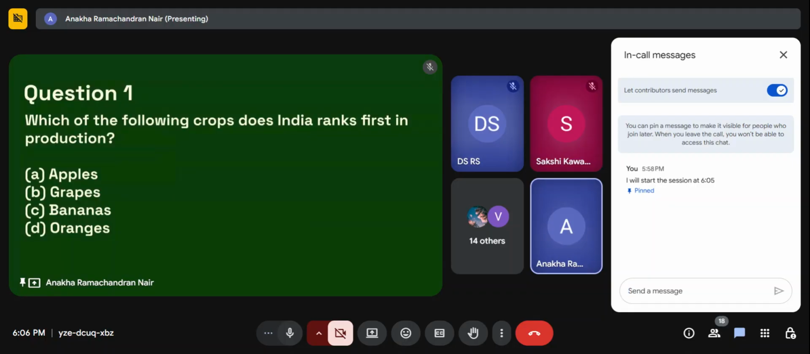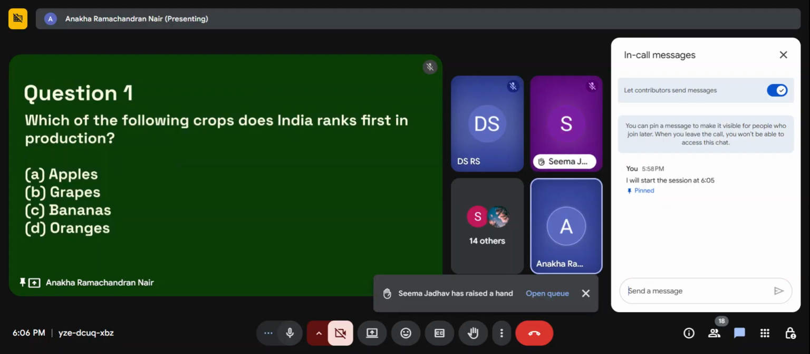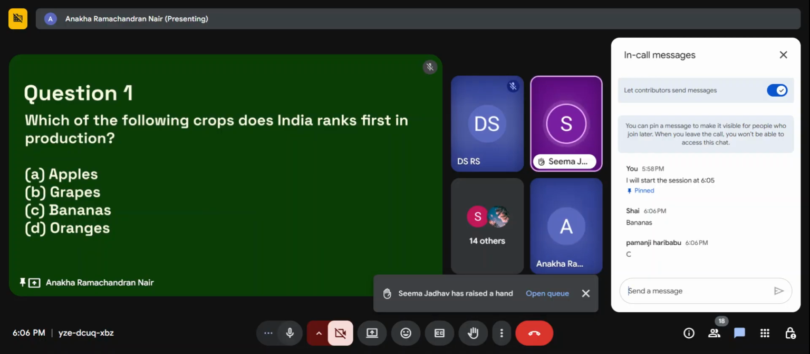All right. So question number one is, which of the following crops does India rank first in production? And there are four options. Option A is apple. Option B is grapes. Option C is banana, and option D is orange. All right, Seema, do you have an answer or a question? Option C. All right. Yes. So anyone else thinks it is something else?